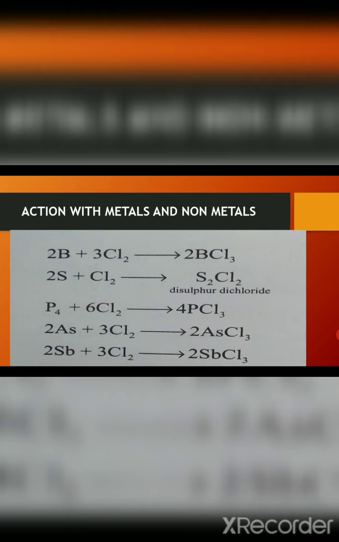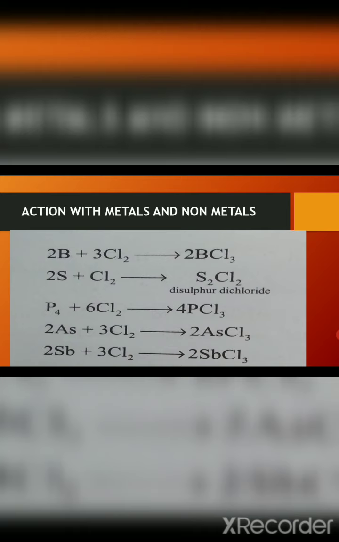And then the action of chlorine with the metals and nonmetals. Let us see the first one, nonmetals. When it is treated with boron, it gives BCl3. When it reacts with sulfur, it gives disulfur dichloride, that is S2Cl2.